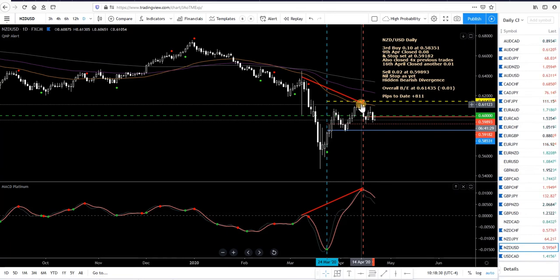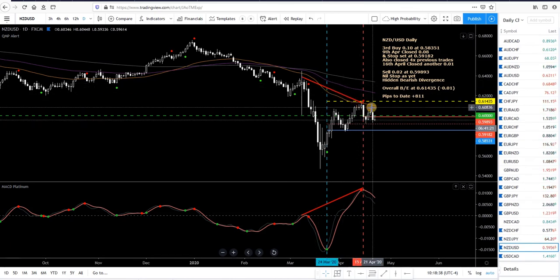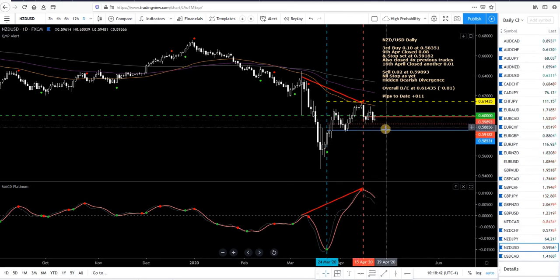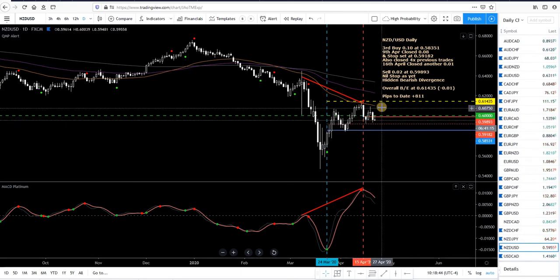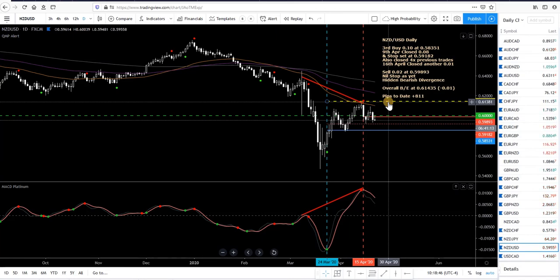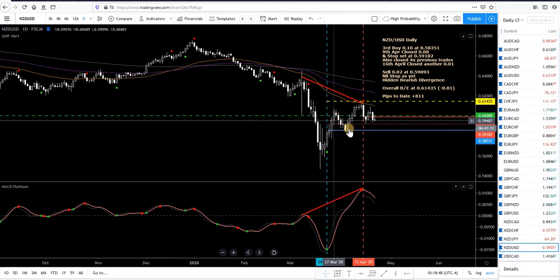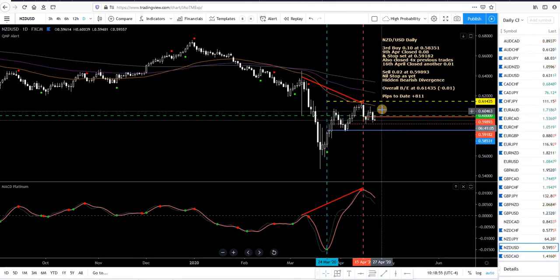Got up here, I got a sell signal, initially went in my favour, hidden bearish divergence, went against me, yesterday come good, today's coming good again, getting close to that remaining buy stop. Overall break even for both trades is up here, we're negative, so as long as price stays below this yellow line, we're good on both trades. I don't always have problems saying price sometimes.